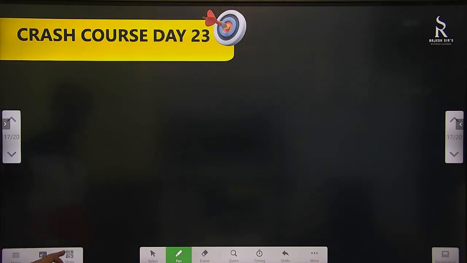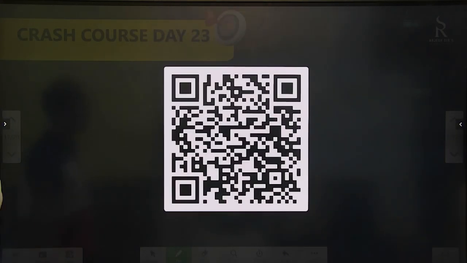So scan this one for the notes so that you can just go through it when we are revising just before the exam. Yes, let's scan it.